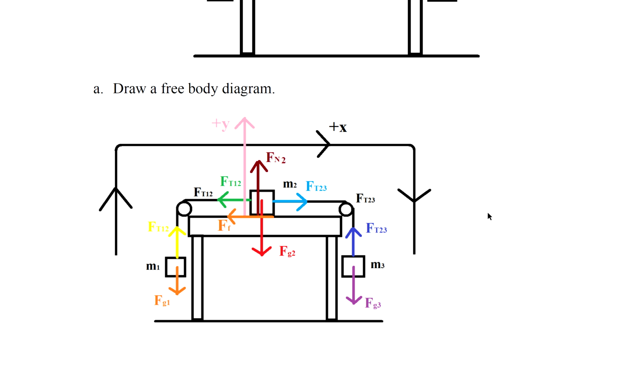Step 2, label the forces. I labeled all the forces. Step 3, put an X and Y axis. I said positive X is clockwise. So if m1, m2, and m3 move in a clockwise direction, that's positive X. If m3, m2, and m1 move in a counterclockwise direction, that's the negative X axis. And positive Y only applies to mass 2.